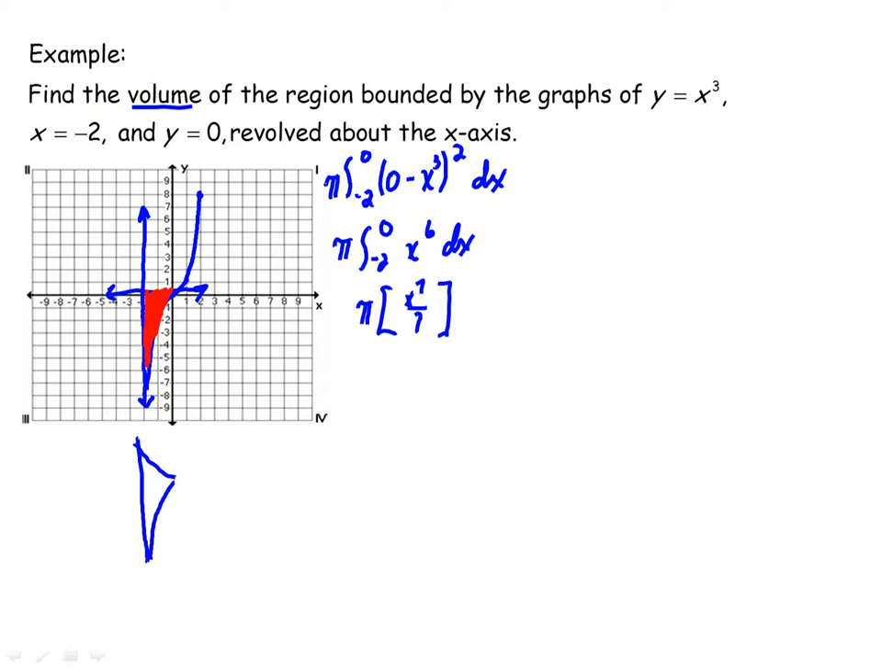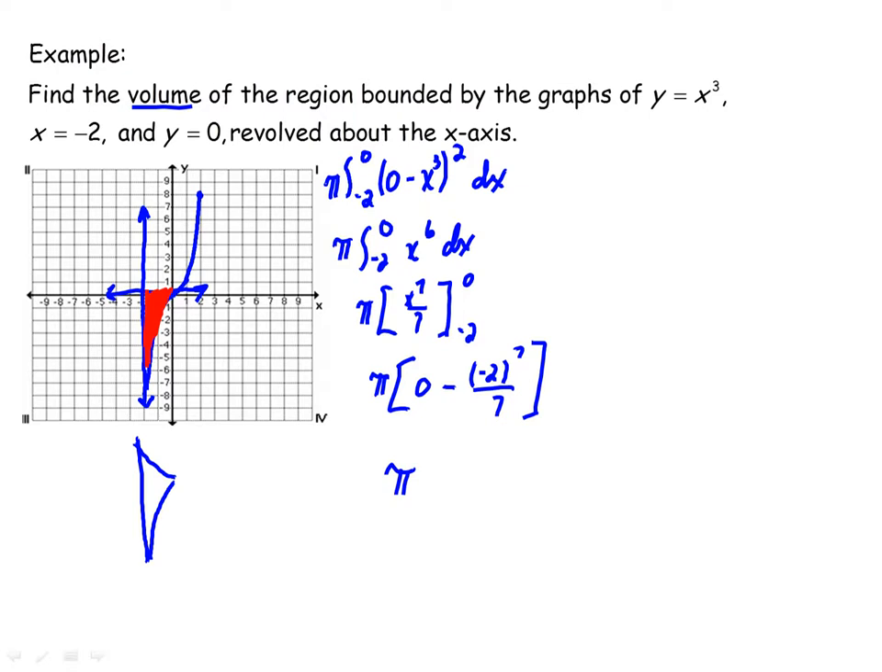Now what's different about this one? Zero's on top. That just throws a wrench in everything. So, don't forget, we're going to have pi, and it's always the top boundary minus the bottom boundary. So we're going to have 0. You have to use the 0 this time. 0 minus, and then when you plug that -2 in, be very, very careful.